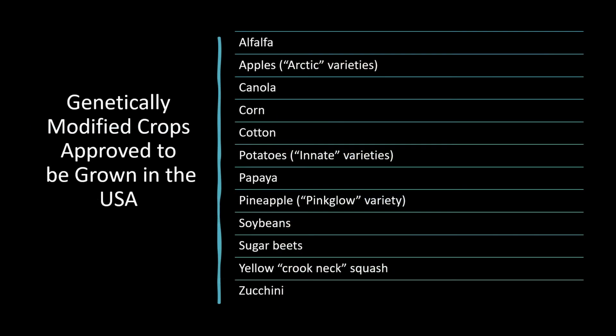So one of the things you want to be aware of when you're grocery shopping are the types of foods that are usually popular as GMO foods, things like alfalfa, apples, canola, corn especially, and all the sugars that are made from corn, and even vitamin C that's made from corn may have GMOs in it. Cotton, potatoes, papaya, pineapple, soybeans, sugar beets, yellow squash, and zucchini.